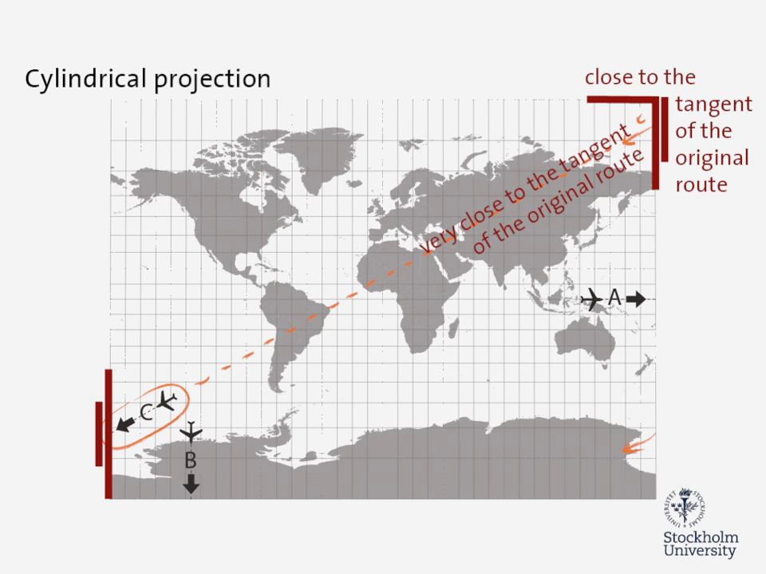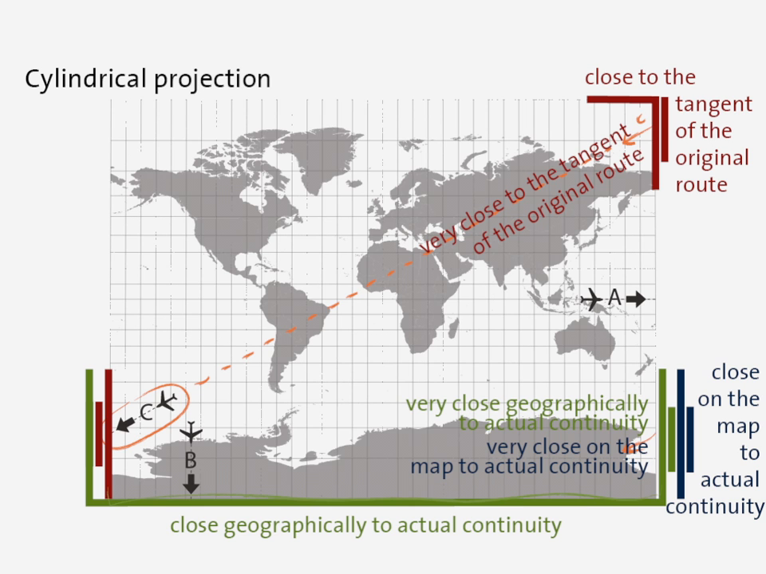I also marked a green zone and a blue zone that marked if the proposed continuations were close geographically or on the map to the actual peripheral continuation. If we now look at the answers by the children for airplane C on the map based on the cylindrical projection, we can see a clear tendency to answer according to our hypothesis.